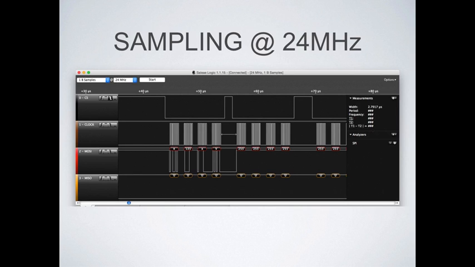Now we take a look at our data. It looks much better, much more promising, because my clock signal is right over my data. I'm sampling data at the right time, and there are some gaps in between. It looks much nicer. I'm starting to see stuff that makes sense.